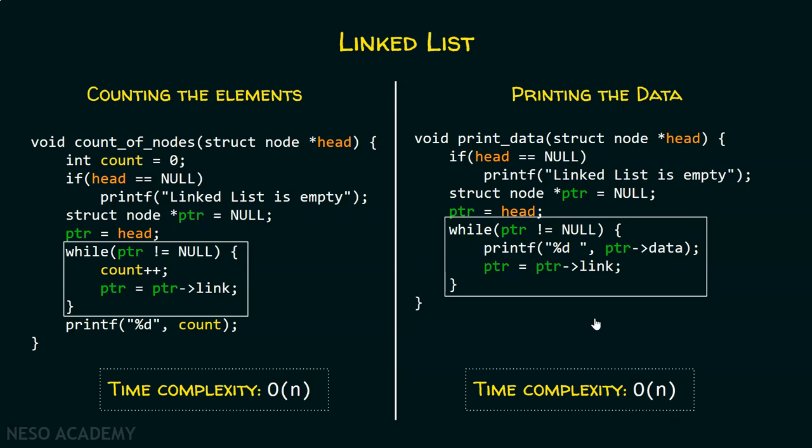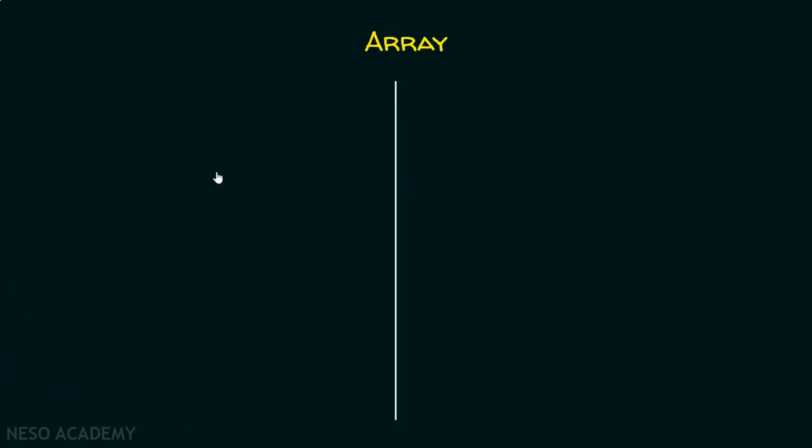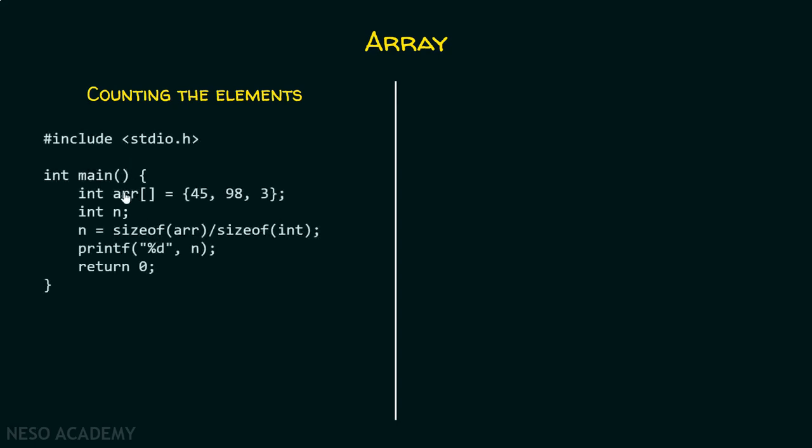Now let's see what will happen in case of array. Let's consider the first part, that is counting the elements. And here is the code which we can follow in order to count the number of elements in an array. Let us assume that the array contains this data, that is 45, 98 and 3. We have an integer variable n and we just need this line of code to calculate the size of this array or to count the number of elements of this array.